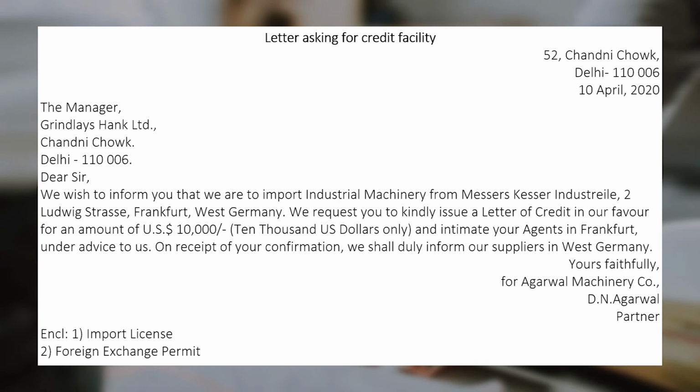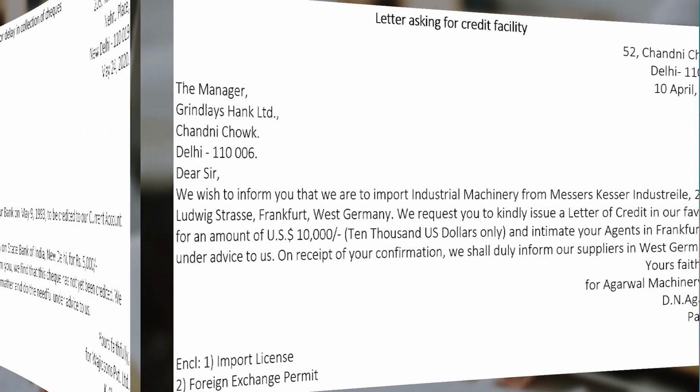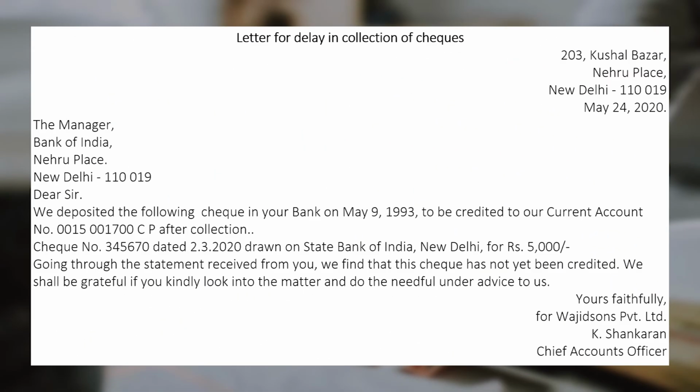The next sample is a request for credit facility by Agrawal Machinery Company, since they are entering into imports of industrial machinery from Messrs. Kessler Industry to Ludwig Strauss, Frankfurt, West Germany. The request is for a letter of credit for an amount of $10,000. Following up is a letter by Watson's Private Limited reporting the delay in collection of checks issued. It is important to note on all of these letters, the check numbers, the account dates, the account numbers, everything has to be very clearly mentioned.